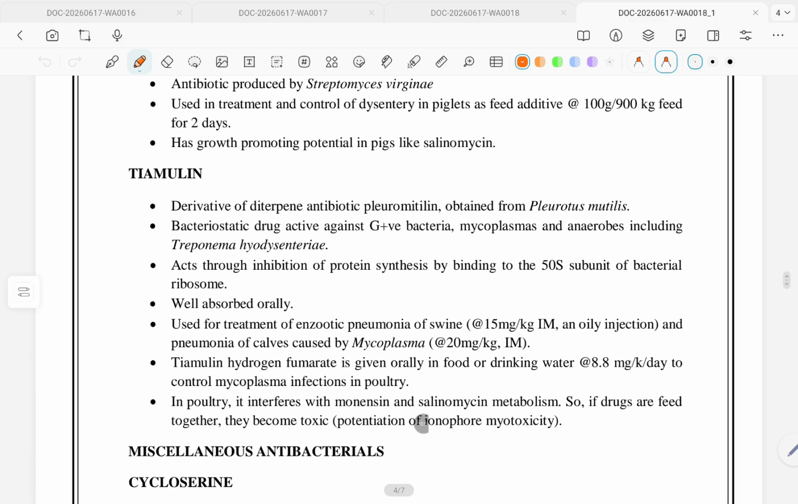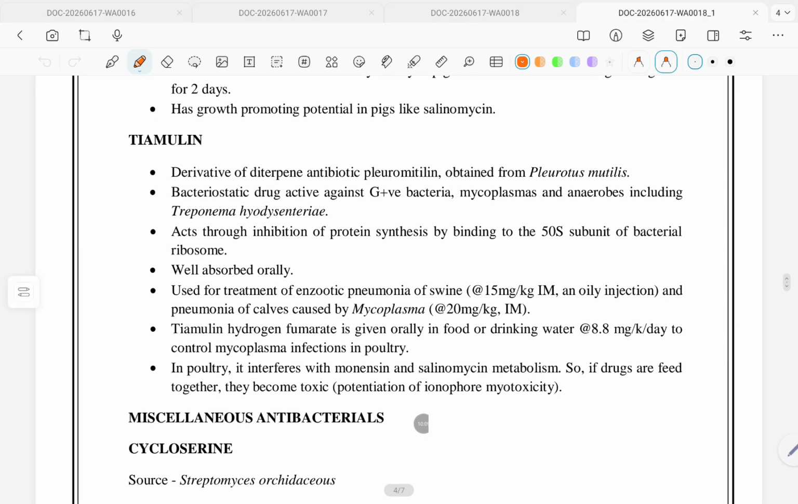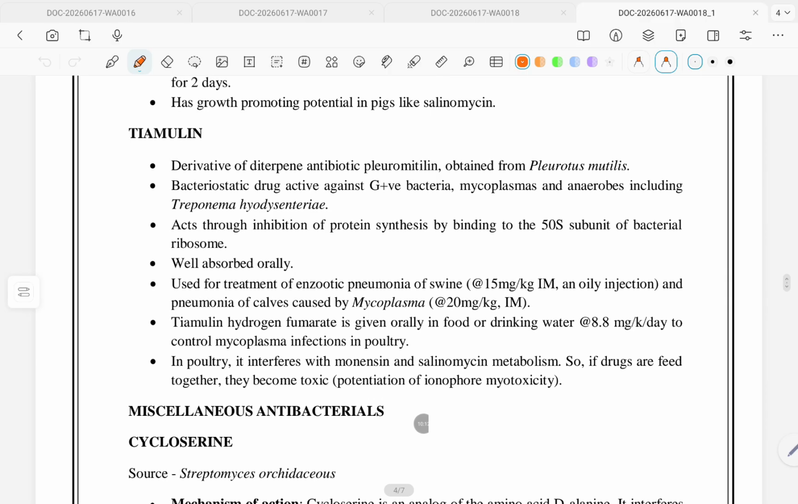Tiamulin, a derivative of diterpene antibiotic pleuromutilin, obtained from Pleurotus mutilus. A bacteriostatic drug active against gram-positive bacteria, mycoplasma, and anaerobes including Treponema hyodysenteriae. Acts through inhibition of protein synthesis by binding to the 50S subunit of the bacterial ribosome.